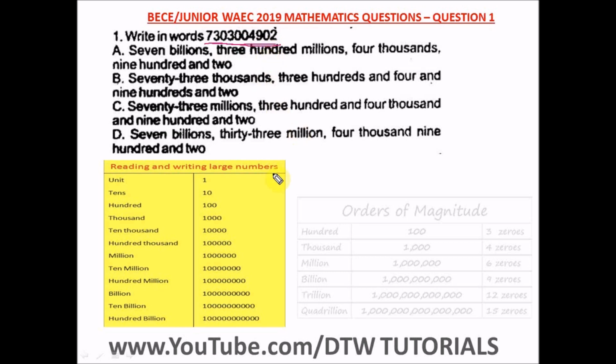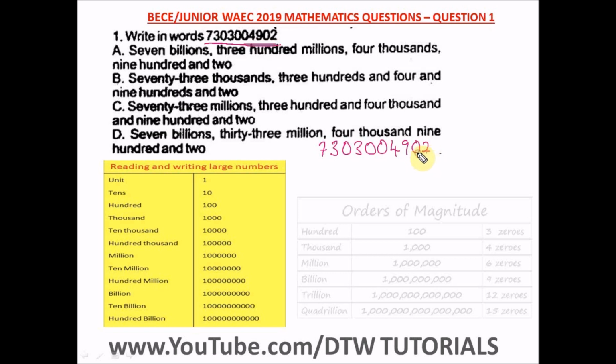Okay? And we'll do this by the power of 10. So let's do this the very simple way. So let's write this number. We have 73030049002. I will advise that you separate them in threes, okay?